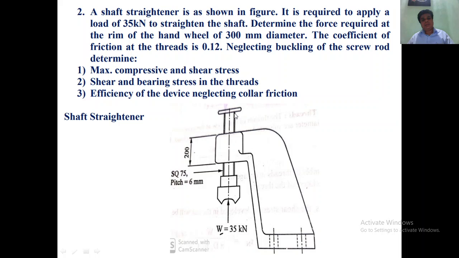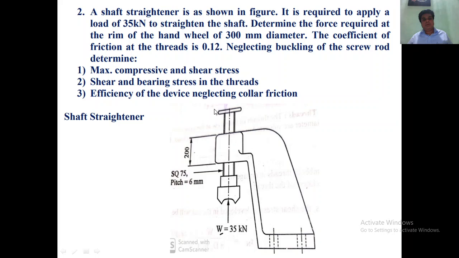So in the previous case we applied the torque using the handlebar. In this case we are applying the torque using the circular anvil, and the diameter is given as 300 millimeter, and the coefficient of friction of the threads is 0.12. This is actually the screw rod here. So you can see this is a screw rod.